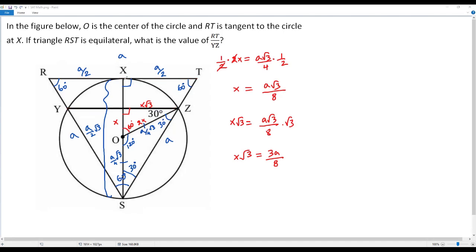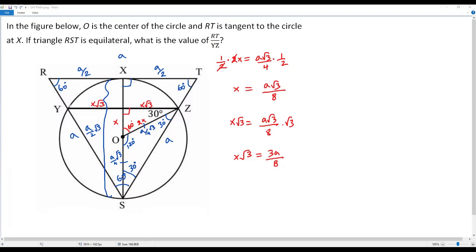Already we know that SX, the vertical line segment, bisects the line segment RT over here. So the same line segment SX will bisect this line segment YZ as well. So whatever length we have for this part, the same length we'll have for this part as well. That is x times square root of 3.